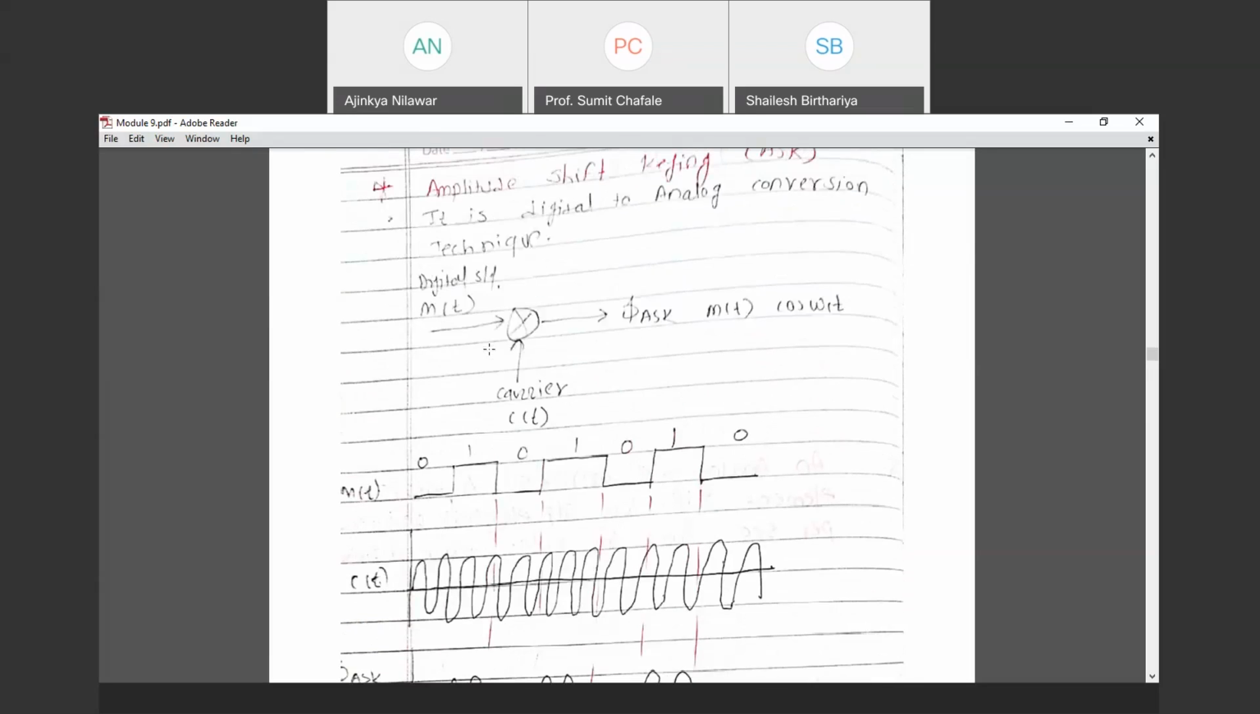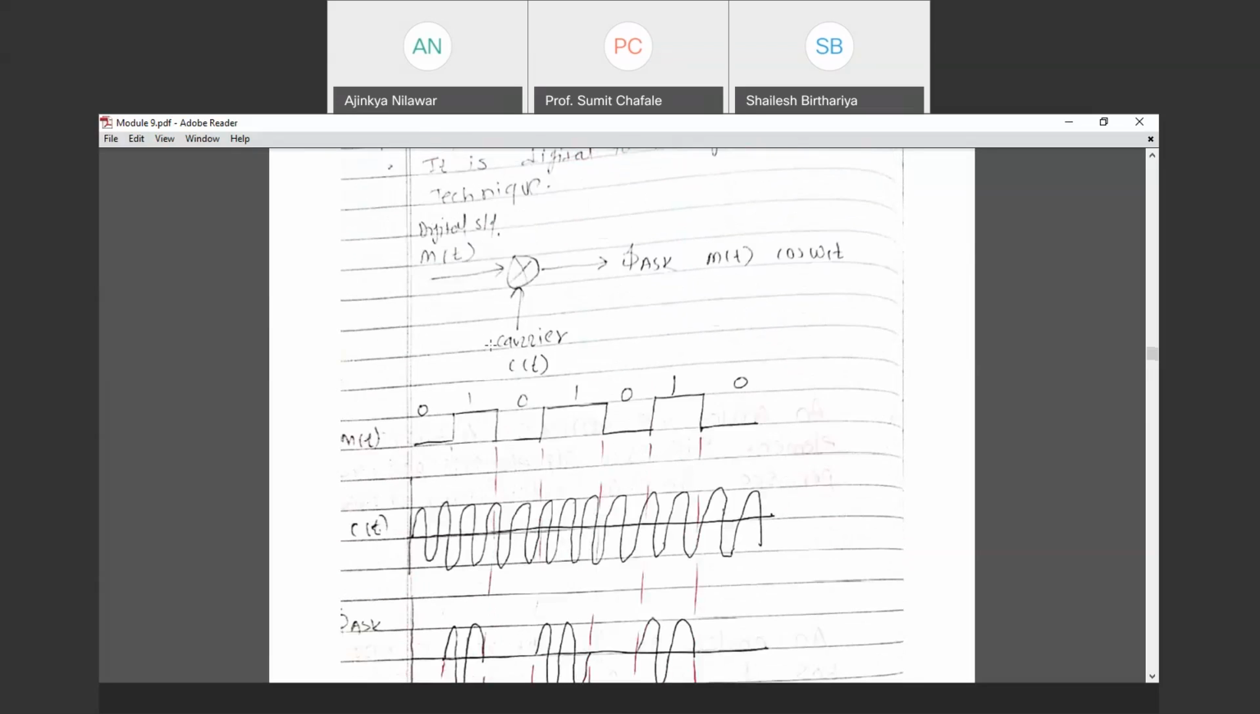So what happens in binary ASK? It is simple. We have some message bits as input. What is the input in the case of ASK? A digital signal. Then we have the carrier signal. In the carrier signal, again we have a sine wave kind of thing, because the carrier has a higher frequency, and both get multiplied, which results in the output.